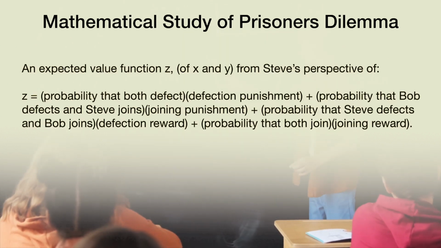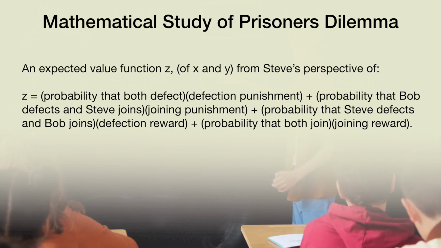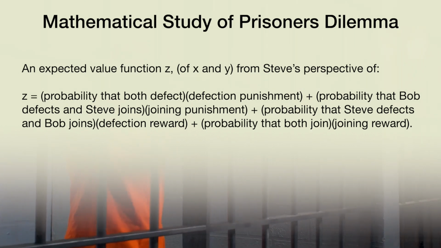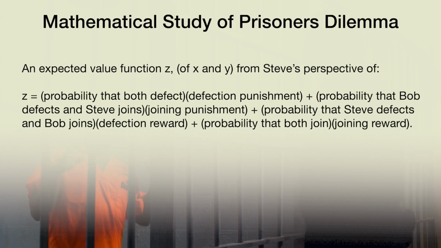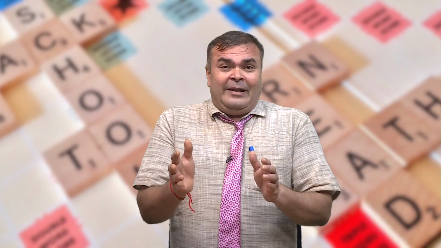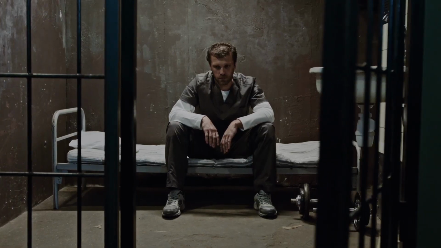Very simply, an expected value function Z of x and y is from Steve's perspective. What is Steve's perspective? It depends on the probabilistic function. Thus, Z is defined as the probability that both defect multiplied by the defection punishment. Definitely the outcome is punishment. Either punishment is going free or punishment is some years in jail. What do you mean? If there is no punishment, it means the probabilistic case definitely exists, plus the probability that Bob defects and Steve joins multiplied by the join punishment, and similarly for all the 4 cases.